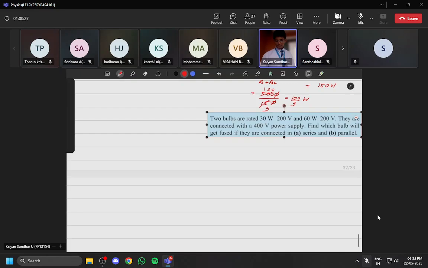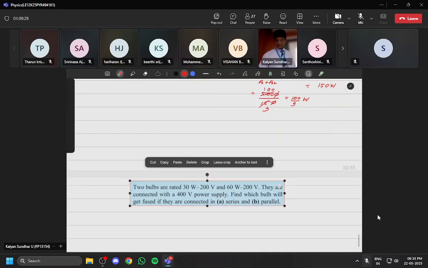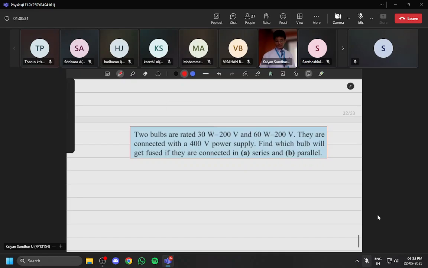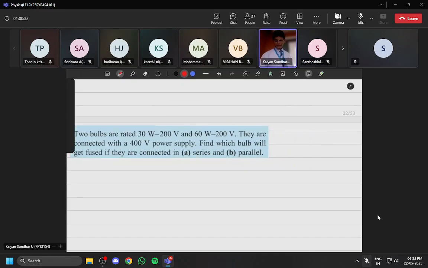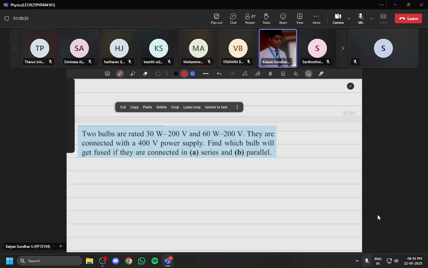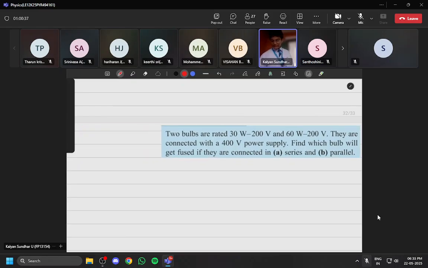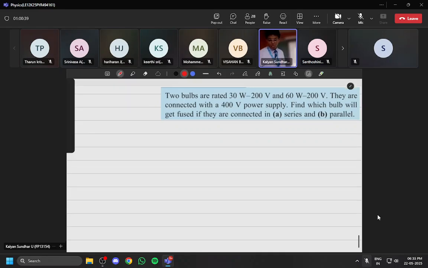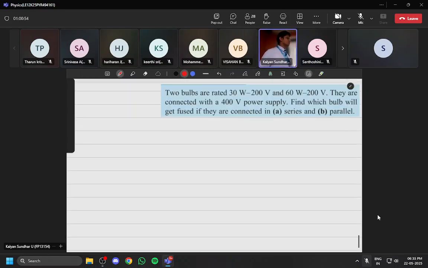Right, this question. Two bulbs, 30 watt and 60 watt, with standard potential 200 volt. They are connected to an external source of 400 volt power supply. Which bulb will get fused if connected in series and if connected in parallel? They are asking who will get fused. The first one will get fused.